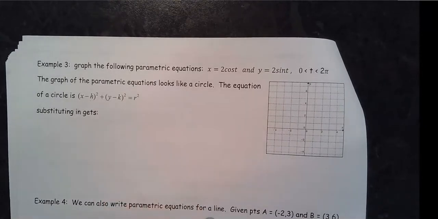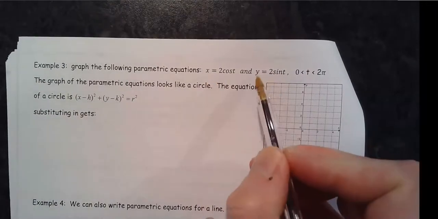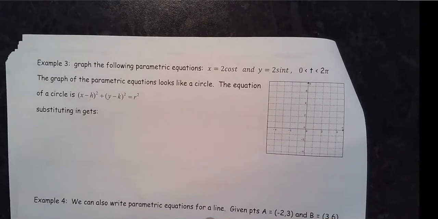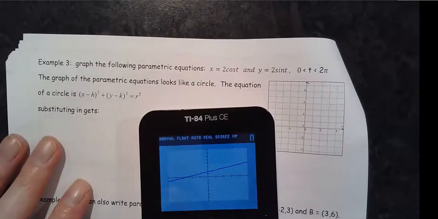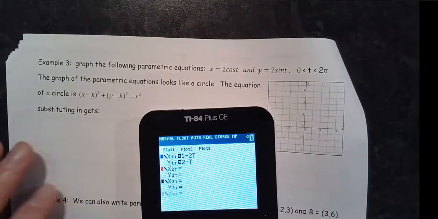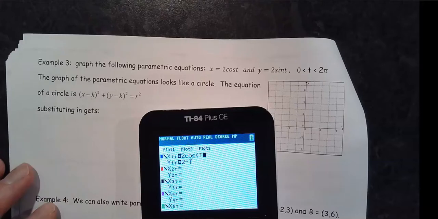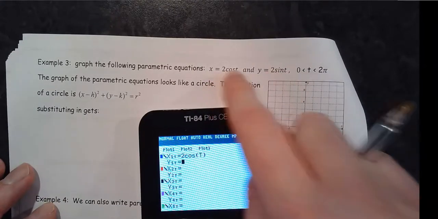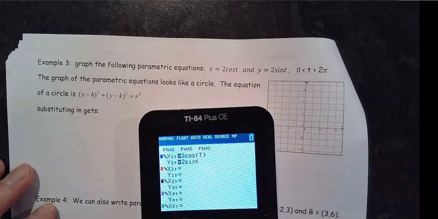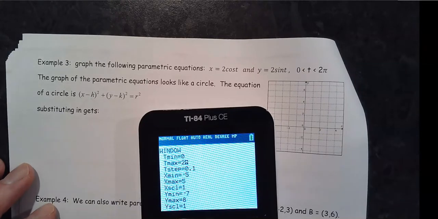And this is how you can come up with the unit circle doing this. X has to do with cosine, y has to do with sine. It's going to make a circle when I'm done. So if you want to type that into the calculator real quick, let's type this in. So x equals 2 cosine t, y equals 2 sine t. And then I want to go from 0 to 2 pi.